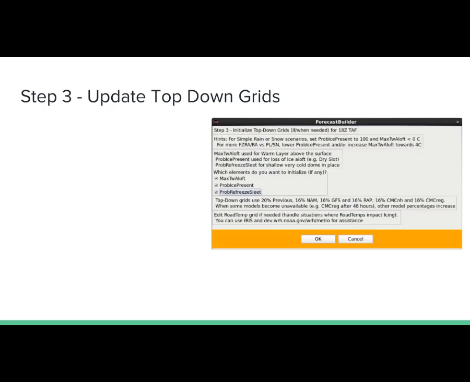Next step along the process is to update your top-down grids. These top-down grids, you really only have to inspect for a couple situations. The first would be freezing rain, second is sleet, and the third is when you have rain with a deep cold isothermal layer. An example here given where you have a warm nose of just 1 Celsius that extends all the way up to 2,000 feet.